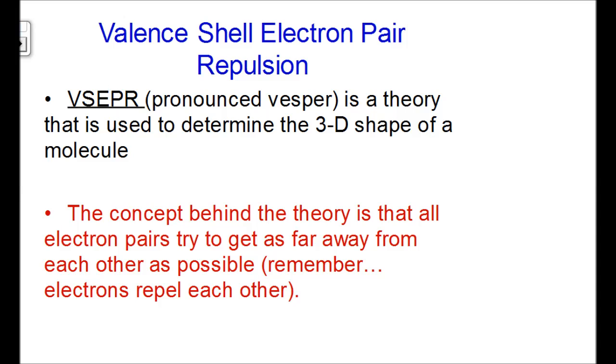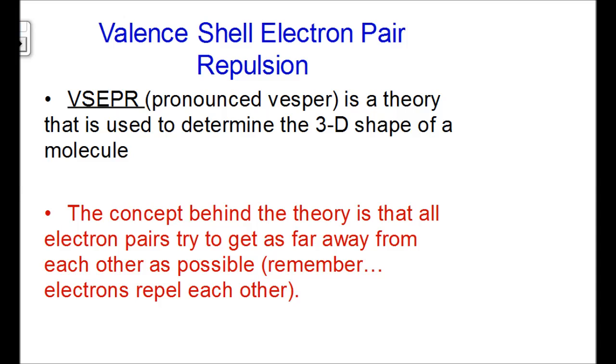Alright, so VSEPR, which is the way it's pronounced, is basically a theory that's used to determine the three-dimensional shapes of a molecule. Everything that we've been doing in class so far has been two-dimensional on pieces of paper. So we're going to start looking at the three-dimensional shapes of these molecules, because as we all know, nothing exists in two-dimensional space.